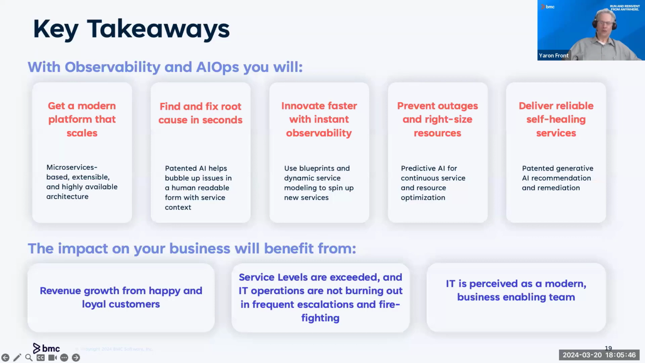And we're shifting the perception of IT teams from being perceived as innovation and business inhibitors to being business and innovation enablers.